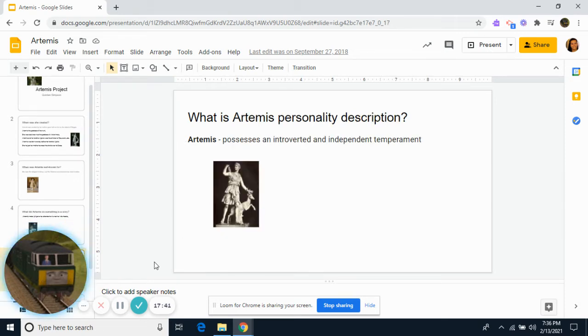What is Artemis' personality description? Artemis possesses an introverted and independent temperament.